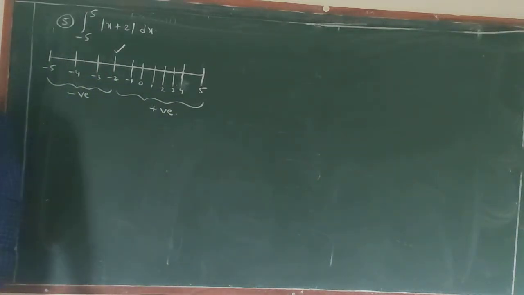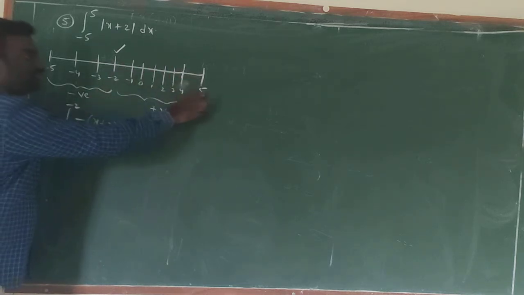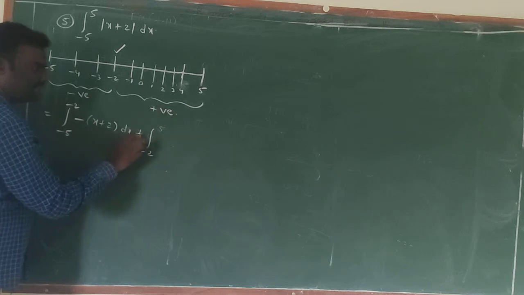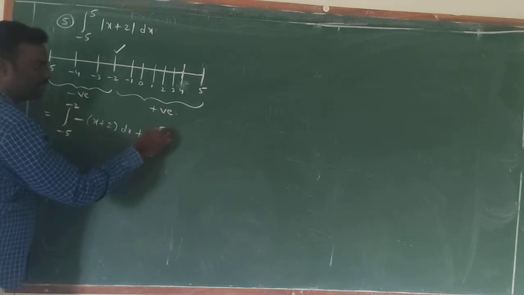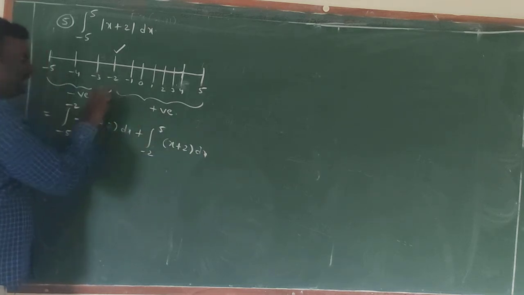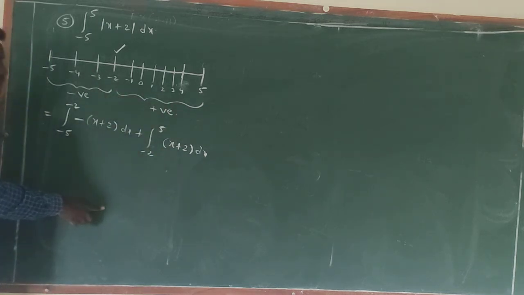Now this integral can be divided into two parts. The first part is minus 5 to minus 2. Why? Because the nature is different. Here negative is there, so minus will come. Next, minus 2 to 5. Positive is there, that's why I wrote plus. Very easy. Understood? Up to here negative, after this positive.